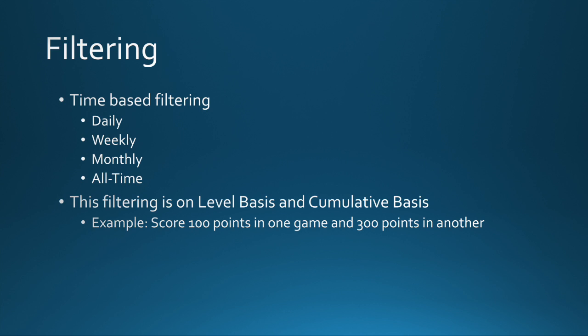Thinking back to the type of point collection we're going to be doing, let me give you an example. Let's say I jump on today, this is the first time I've played today, and I play a game and I score 100 points. Then the next game I play, I score 300 points. My best daily on a level basis would be 300 points, because that's the best level score I got today. But on a cumulative basis, my best today would be 400 points, because that's both the times I played accumulated together. And we'd see that on a daily, a weekly, a monthly, and an all-time basis.